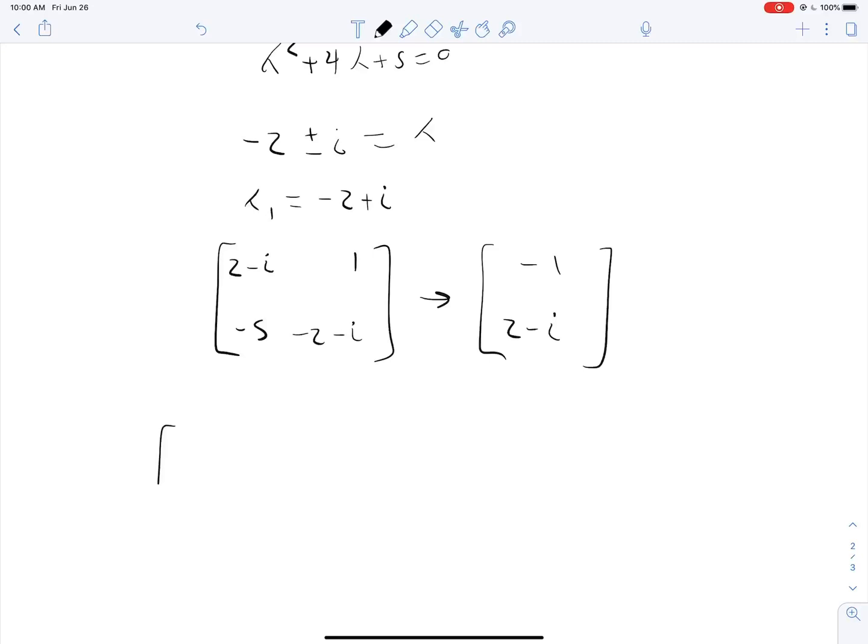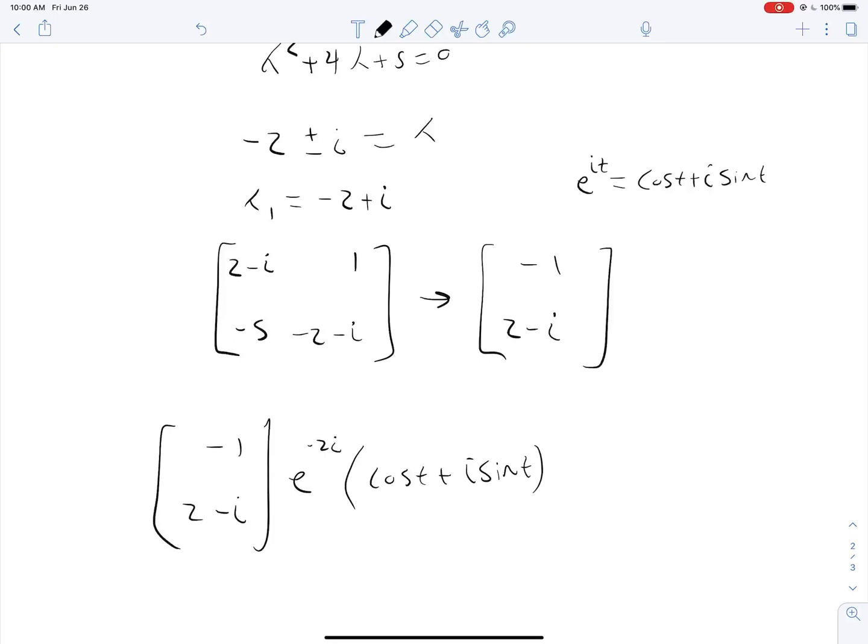Let's just set up v1 times e to the lambda 1 t. So that's negative 1, 2 minus i, e to the negative 2 plus i times t. I'm going to rewrite this a little bit as negative 2t plus it, and then split this off as multiplying by e to the it. And since e to the it is equal to cosine of t plus i sine of t, that's Euler's identity or formula, I can't remember which, we can replace that here with cosine of t plus i sine of t.